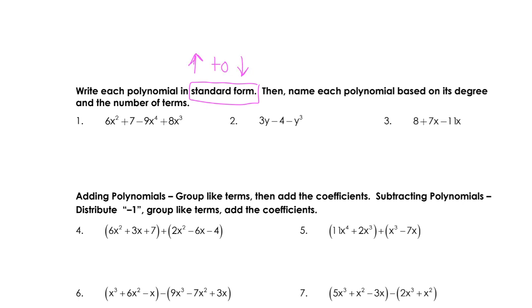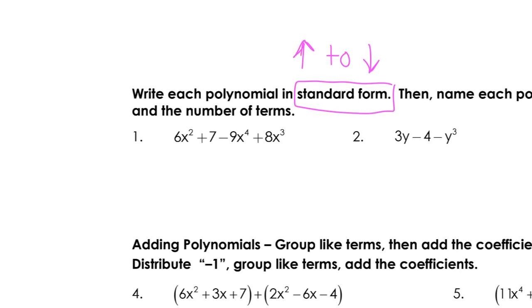So looking at number 1, I'm going to zoom in here just a little bit. And we're going to write the degree of each term before we actually put them in order. So looking at 6x squared, this has a degree of 2, 7 has a degree of 0, negative 9x to the 4th has a degree of 4, and then 8x cubed has a degree of 3. So then all I'm trying to do is put this in order from biggest degree to littlest degree.